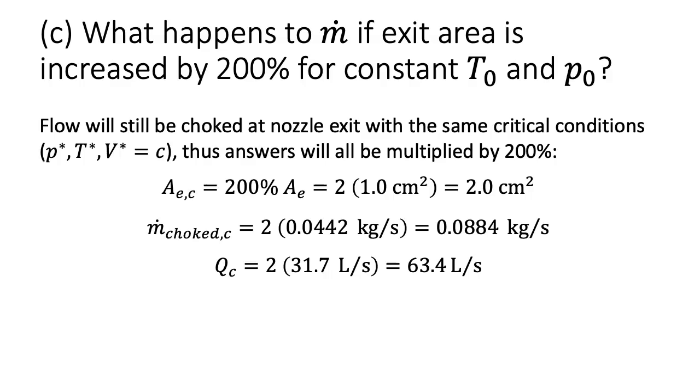For part C, we have the exact same constraints, so once again, the mass flow rate just scales with the area. Thus, for this case, both the mass flow rate and volumetric flow rate are double the original values.